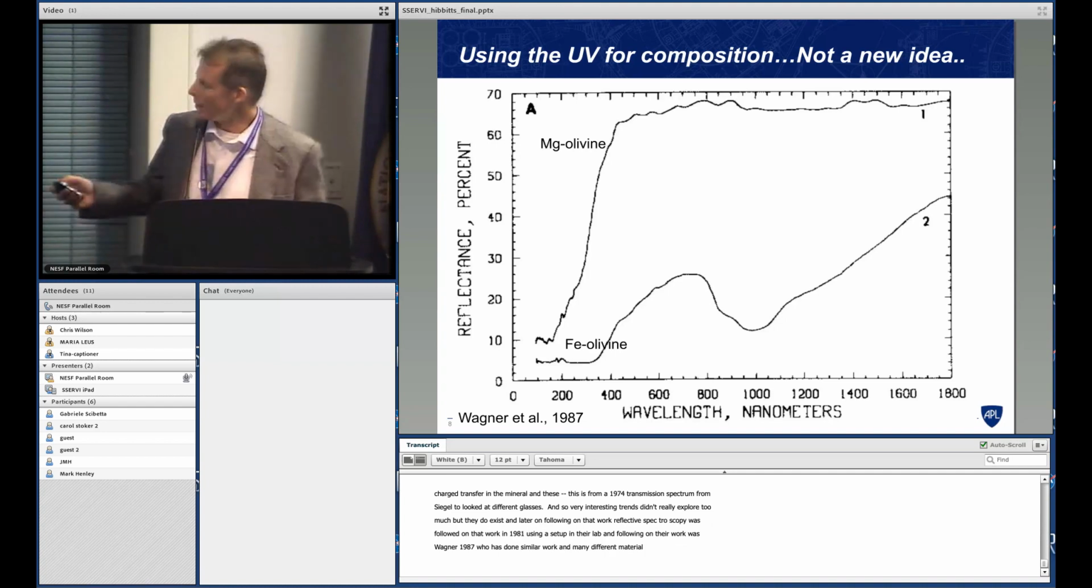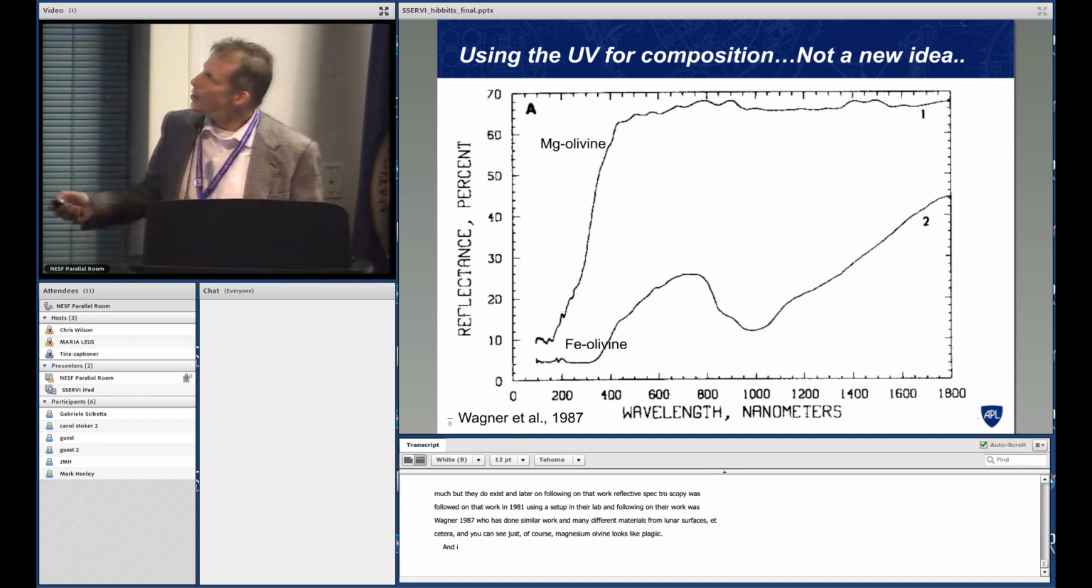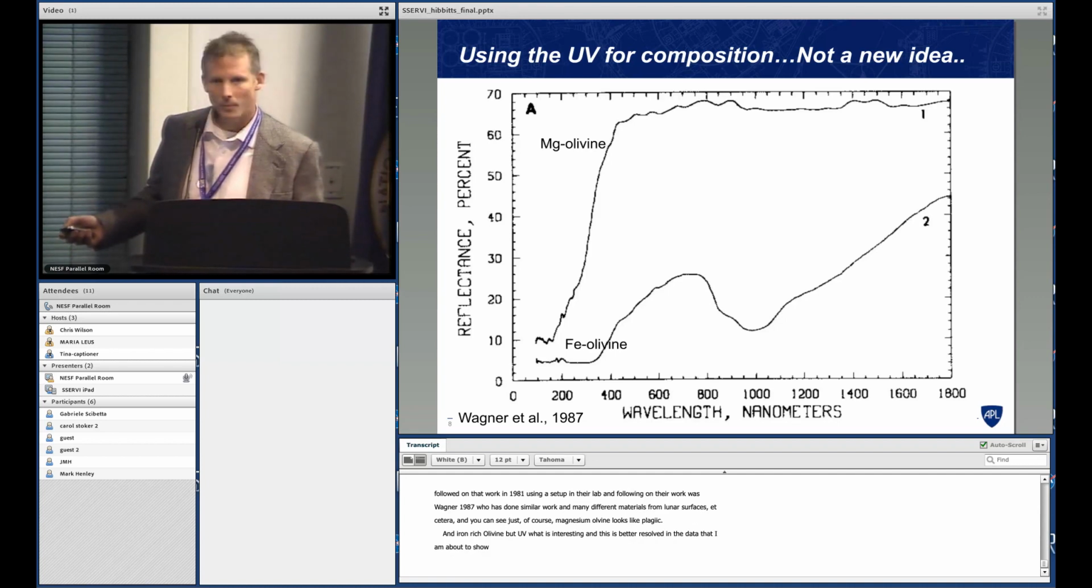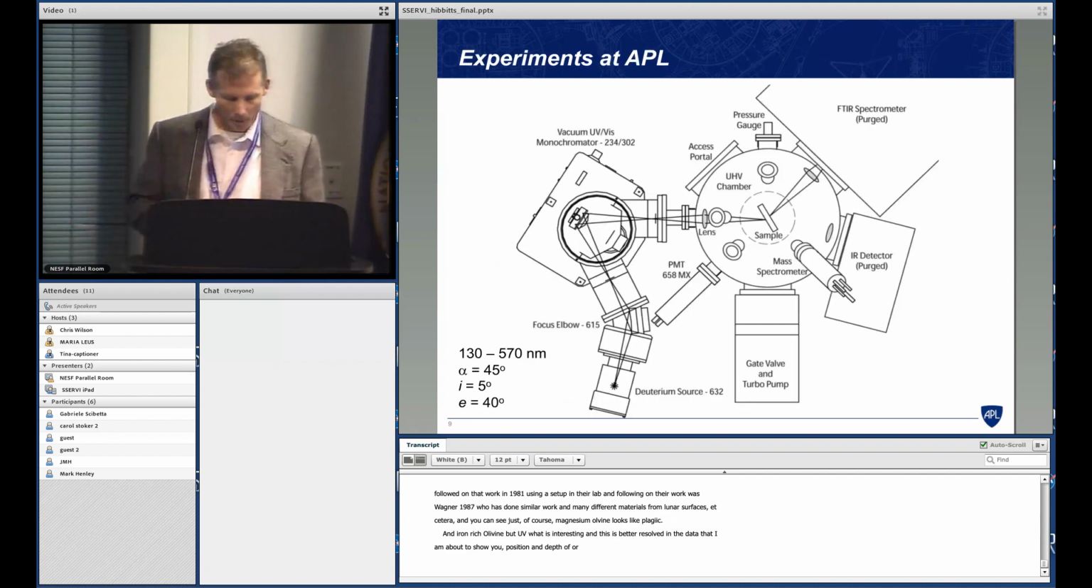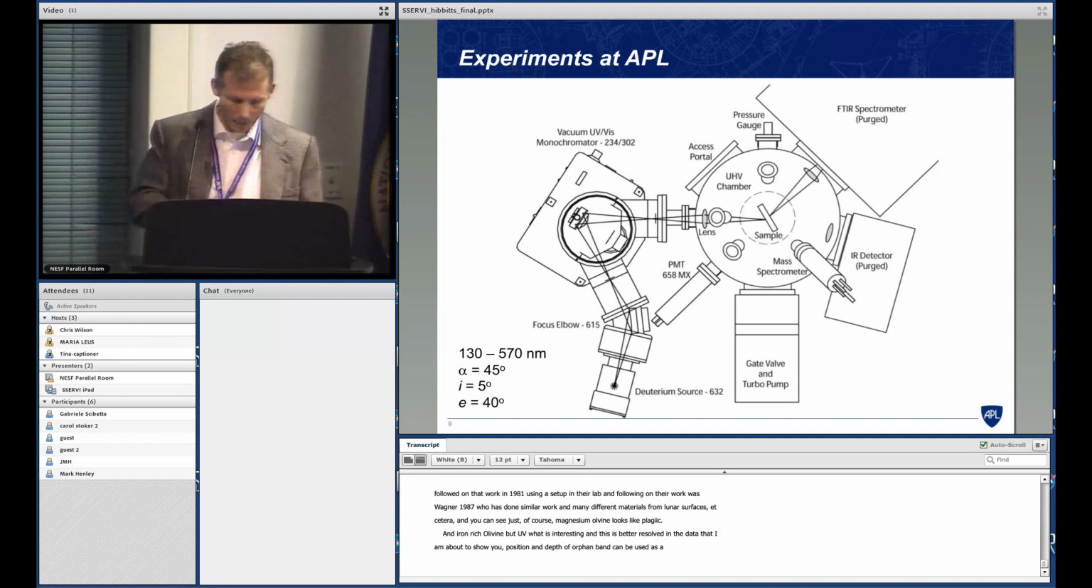And you can see, yes, of course, magnesium olivine actually looks somewhat like plagioclase here, no absorption band, perhaps. So maybe it'd be hard to tell, although in the thermal infrared you could tell the difference. Iron-rich olivine, very strong 1 micron band. But in UV, what is interesting is that the position and depth of this OMCT absorption band, and this is better resolved in data I'm about to show you, can be used as a tool to look at iron abundance. And I want to get into that now, and this is the laboratory setup we used.